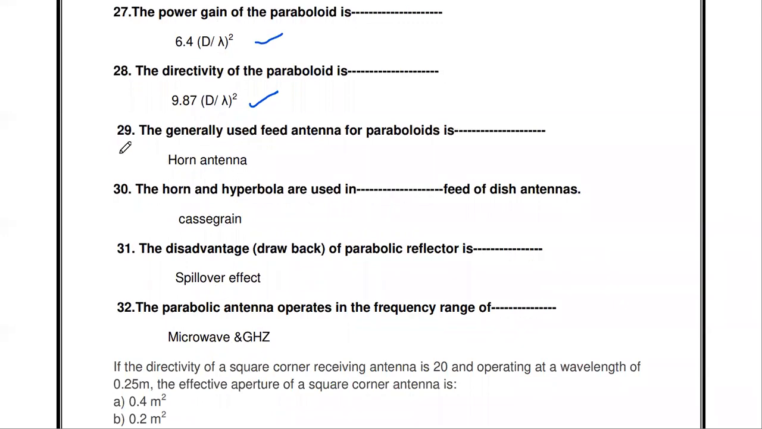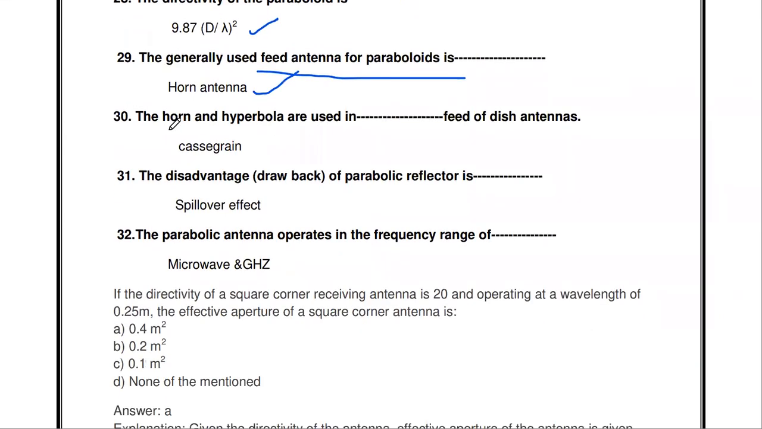The next one, the generally used feed antenna for the paraboloid is the horn antenna. Usually in a reflector arrangement, the reflector antenna is the secondary element, so the primary element in that arrangement is the feed antenna. The horn antenna is generally used as the feed element for the paraboloid.